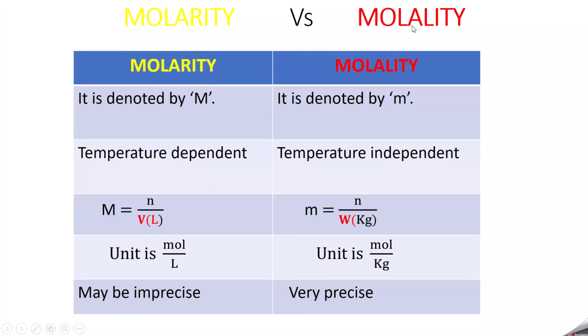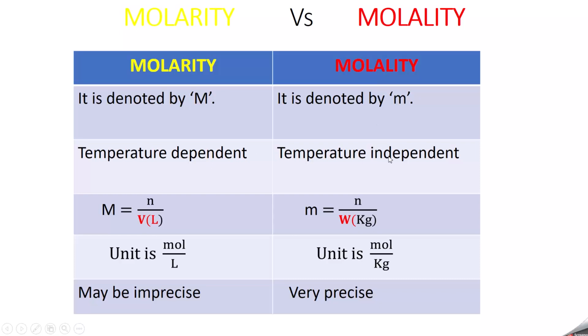So compare molarity and molality. Molarity is denoted by the letter capital M. Molality is denoted by the letter small m. Molarity is temperature dependent because its formula is M is equal to number of moles divided by volume of the solution in liter. So it is mainly based on volume. When the temperature changes, volume changes. When you increase the temperature, volume also increases. So it is found to be temperature dependent.